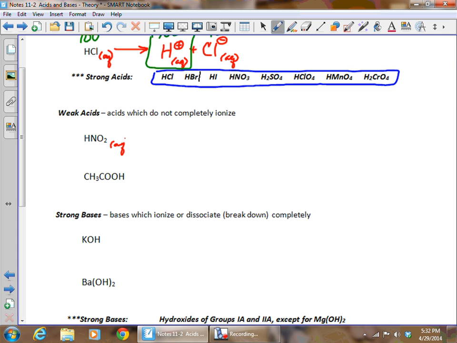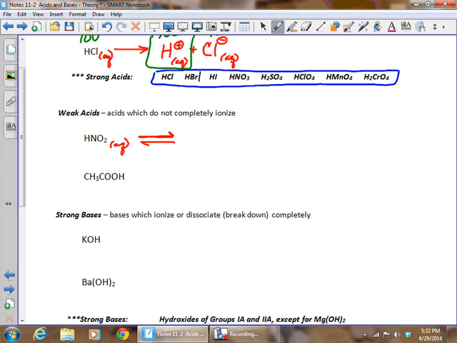HNO2 is again going to be referred to as aqueous. Since weak acids do not completely ionize, we're going to show with this arrow, it's actually an equilibrium arrow, but we'll discuss more about that in AP. We're going to show that part of them are reacting, but part of them are not. And that's what that double arrow is referring to.